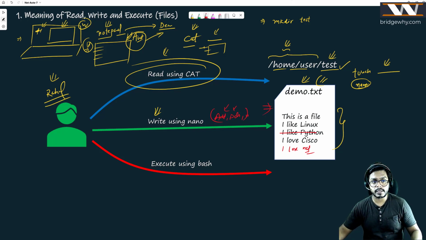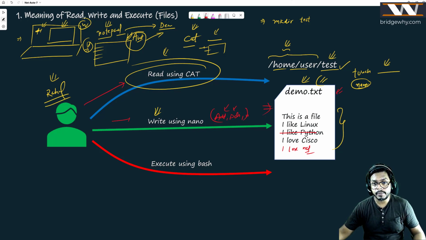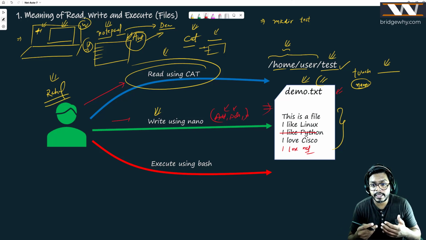If I say, Mr. Rahul, you do not have the authority to write into the file, you have only the authority to read the file, it means that you can read the content using Notepad or cat, but you do not have any authority to change this file. You cannot add any line, you cannot delete any line from this file. It is as simple as that.